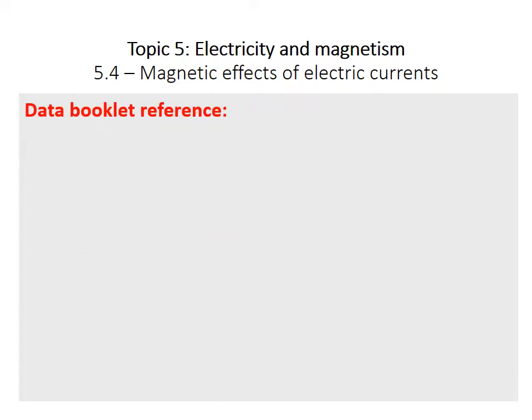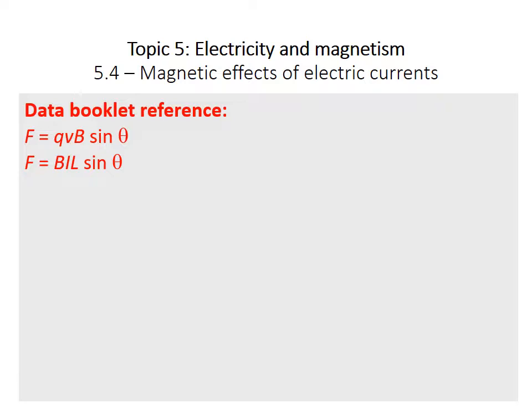5.4 Magnetic effects of electric currents. First equation we have is the force acting on a charged particle moving at some velocity v within B, a magnetic field. The angle between the velocity and the B field is given by sine theta. So you have a maximum force when the velocity and the B field are perpendicular.